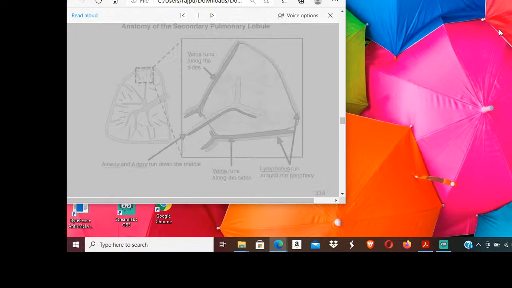Anatomy of the secondary pulmonary lobule. Veins run along the sides. Airway and artery run down the middle. Veins run along the sides. Lymphatics run around the periphery.